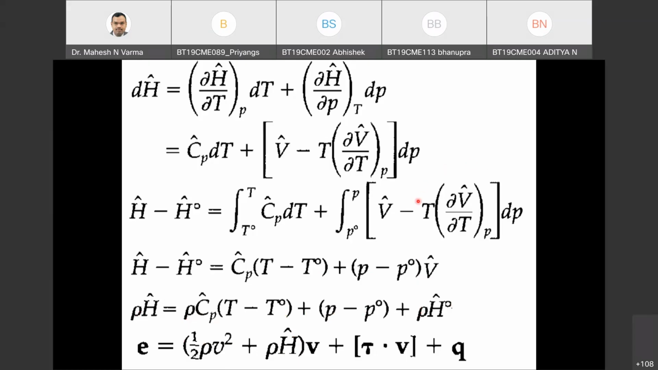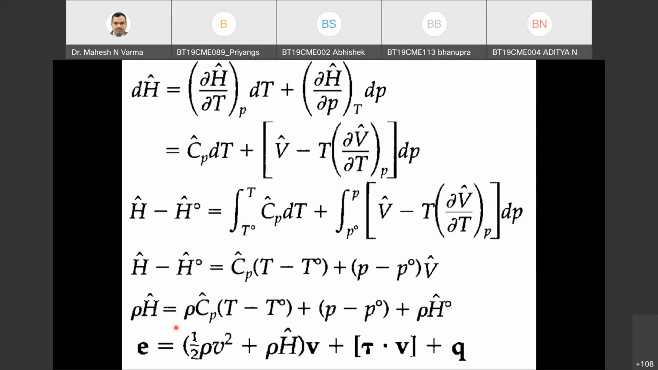I'm not very sure about this term actually. I think this will be 0, the integration of (P minus P0) at reference pressure, as it is constant. Anyway, we will not go into it. So rho into H will be there. Is this clear? Roll number 6, Aksh.